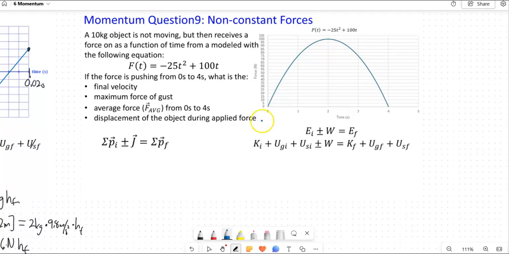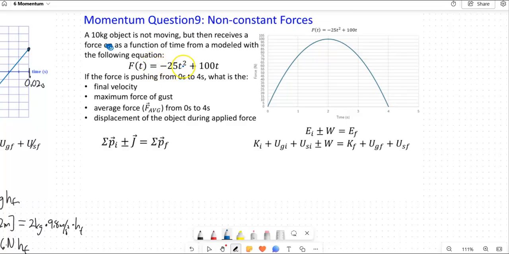So suppose you're given a 10 kilogram object that is originally not moving, but then it receives a force as a function of time modeled with the following equation. So here's the equation, and here's what that force looks like graphically. What I did to create this is I just put this function into Excel, and then I put in numbers starting at 0, 0.1, 0.2, all the way up to a maximum, just really, really far.